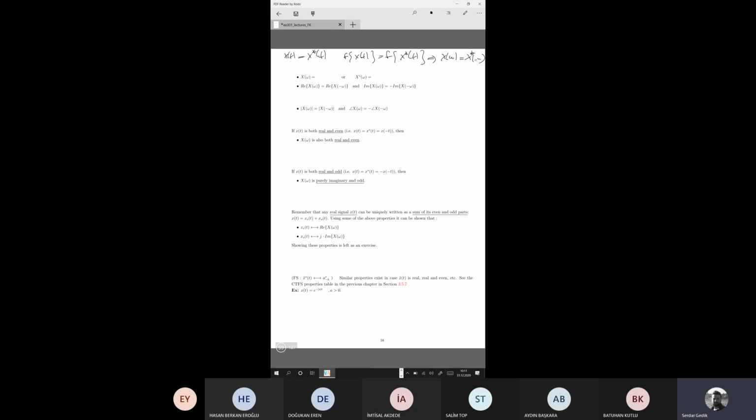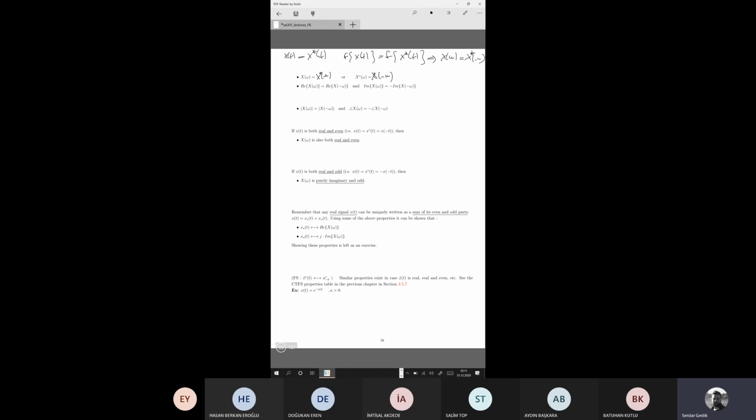Well, what does this tell you? X of omega is equal to X conjugate of minus omega. So if X of omega is equal to X conjugate of minus omega, then if I take the conjugate of both sides, X conjugate of omega is equal to X of minus omega. Well, it tells you that the real part of X of omega is equal to the real part of X of minus omega, and the imaginary parts are similar but with a minus sign.